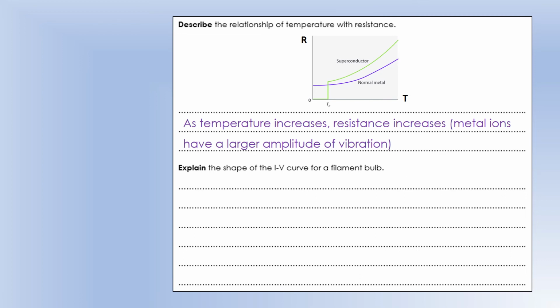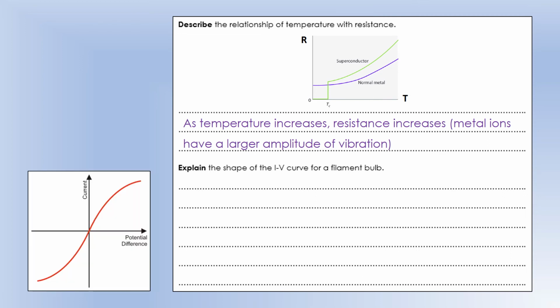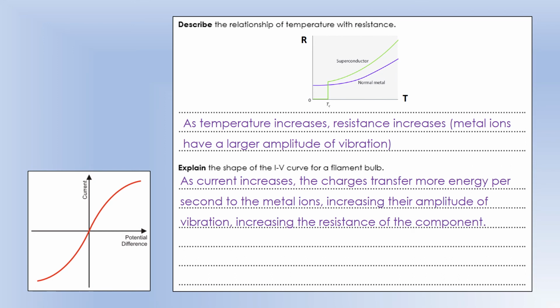So how does that help us understand the filament bulb graph? Well, let's take a look at that again to remind ourselves what it looks like. So what's happening is the resistance is getting bigger as the current gets bigger. And the reason for that is because we're getting this effect we've just described. So with higher current, the charges are transferring more energy per second to the metal ions. Why? Because more charges are going through per second, so we're transferring more energy per second. So that's going to give the metal ions a higher amplitude of vibration, which you often describe as being high temperature. And that's going to mean the resistance of the component increases.